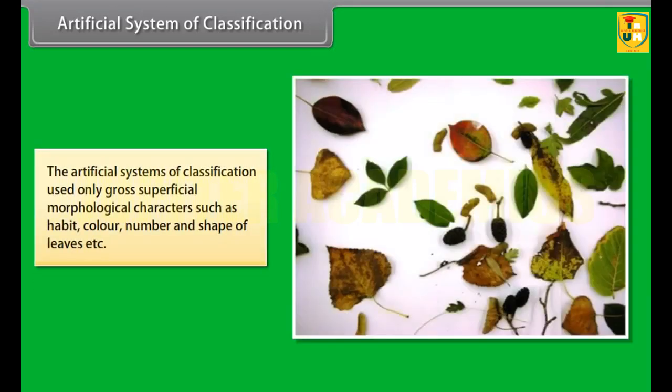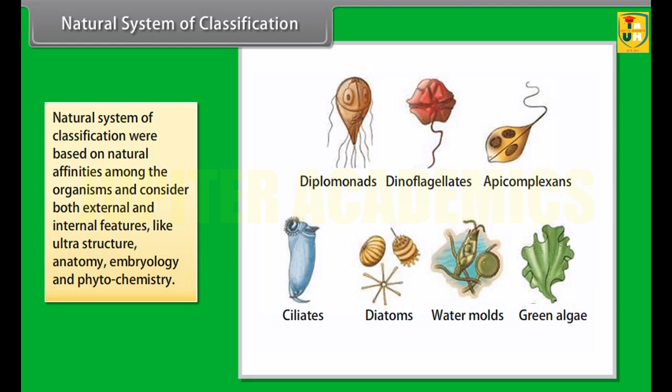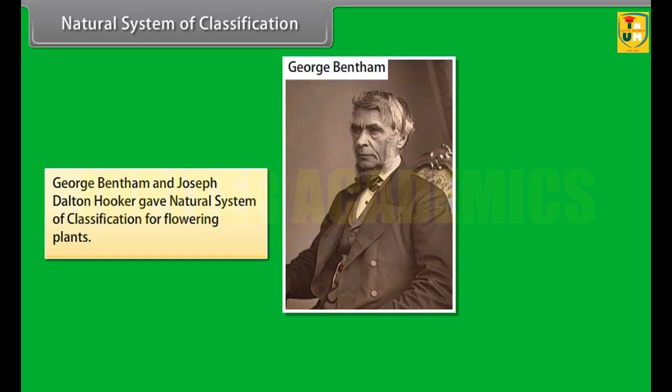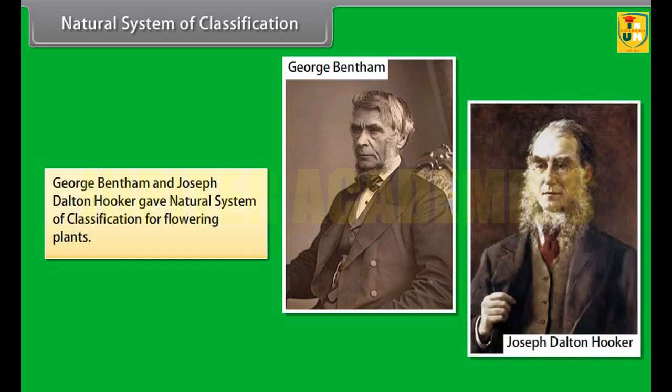The artificial systems of classification used only gross superficial morphological characters such as habit, color, number, and shape of leaves, etc. Natural system of classification. Natural system of classification were based on natural affinities among the organisms and consider both external and internal features like ultrastructure, anatomy, embryology, and phytochemistry. George Bentham and Joseph Dalton Hooker gave natural system of classification for flowering plants.